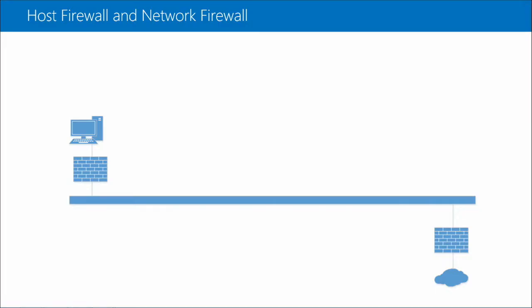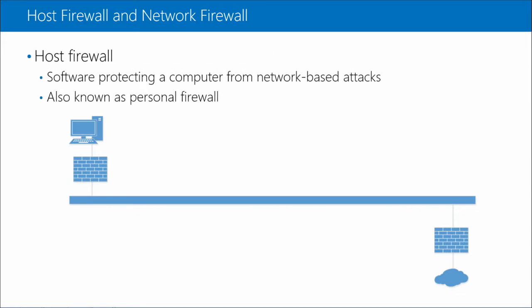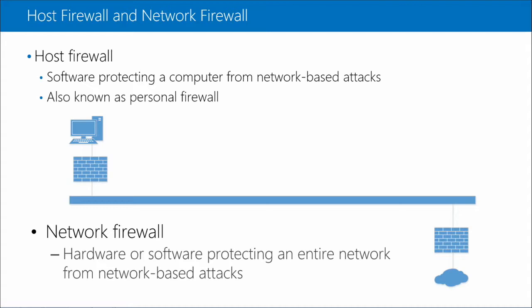So host firewall and network firewall, as devices are intercommunicating here. The host firewall is software protecting a computer from network-based attacks, also known as a personal firewall. So a host or your individual client computer. Versus a network firewall. The network firewall is a firewall for a network segment that basically moderates network traffic.